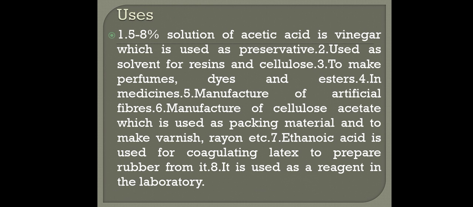Uses. A 5 to 8% solution of acetic acid is vinegar, which is used as a preservative. Used as a solvent for resins and cellulose, to make perfumes, dyes and esters. In medicines, manufacture of artificial fibers, manufacture of cellulose acetate, which is used as packaging material and to make rayon. Ethanoic acid is used for coagulating latex to prepare rubber from it, and it is used as a reagent in the laboratory.